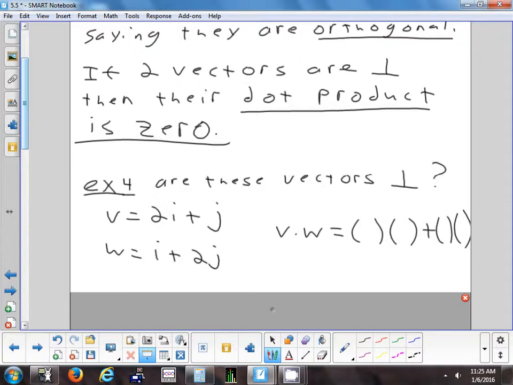Ben, can you tell me what I would multiply here to find the dot product? 2 times 1. Well, this all has to be numbers. So 2 times 1, and 1 times 2. So what's 2 plus 2? 4. So are these vectors perpendicular? No.